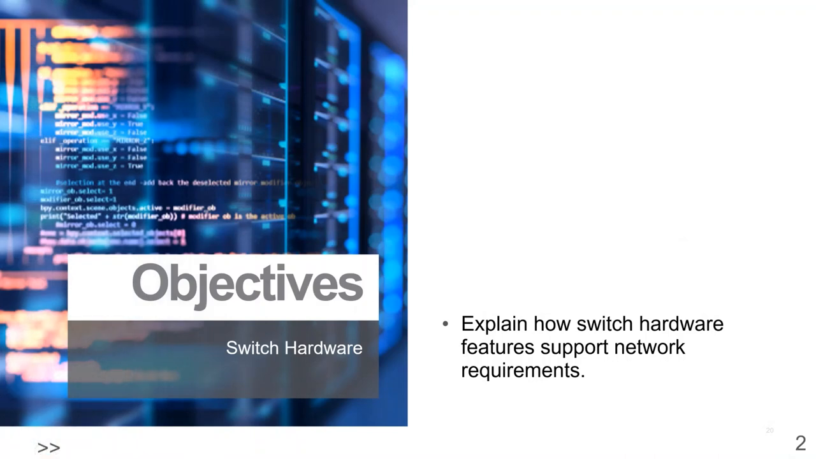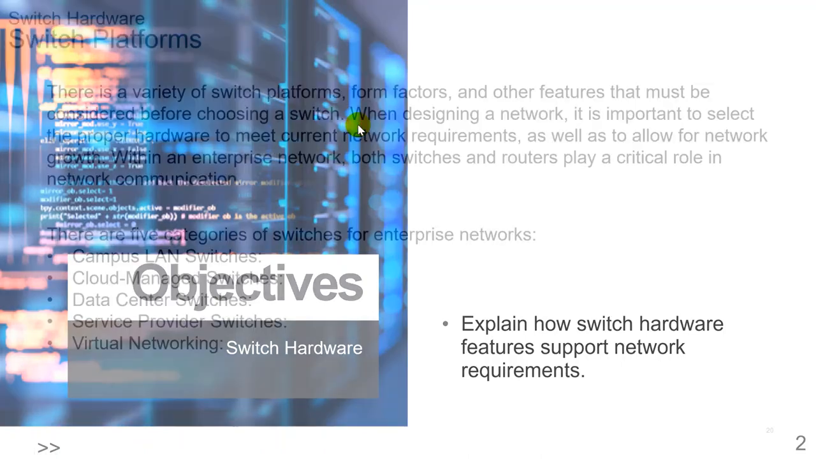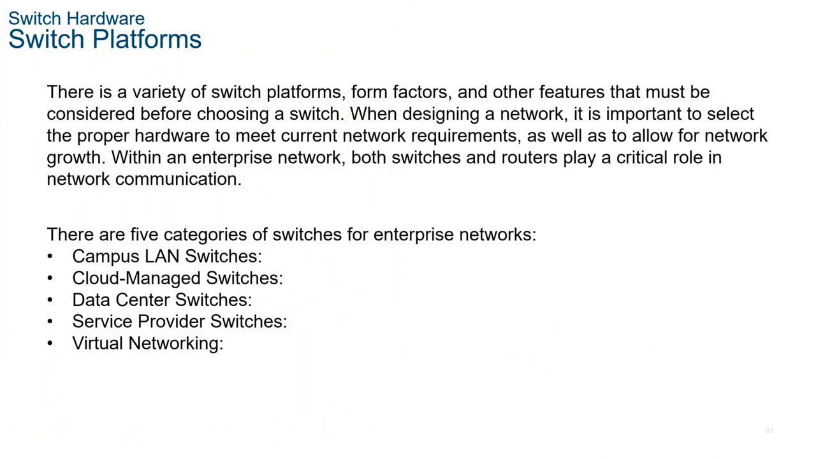The objective of this segment is to explain how switch hardware features support network requirements. We will be talking about the administrator's considerations in choosing the switch. When designing a network, it is important to select the proper hardware to meet the current network requirements, as well as to allow for network growth. Within an enterprise network, both switches and routers play a critical role in network communication. There are five categories of switches for enterprise networks: campus LAN switches, cloud-managed switches, data center switches, service provider switches, and virtual networking switches.